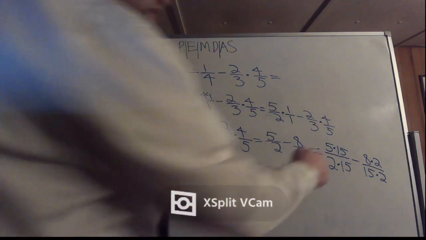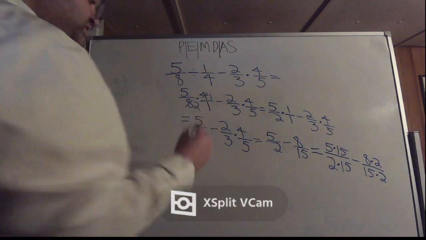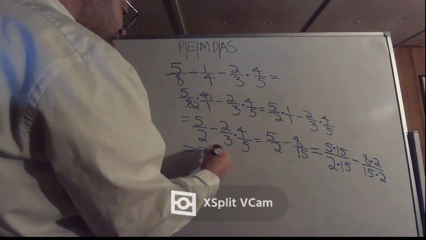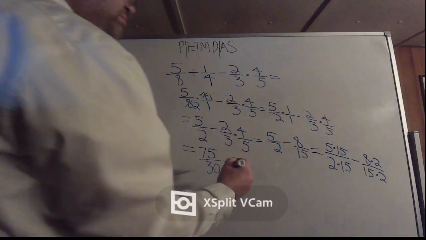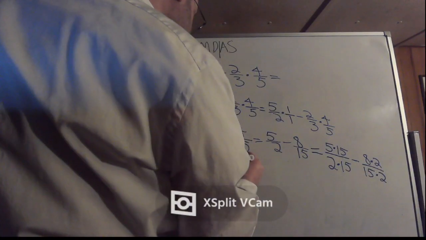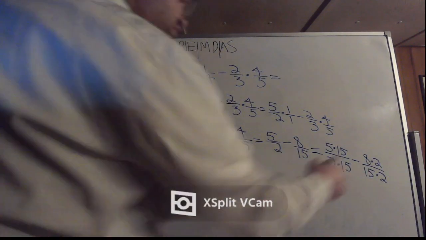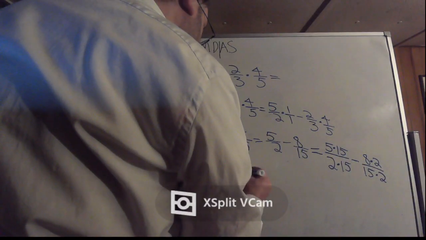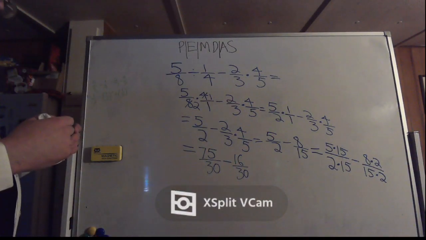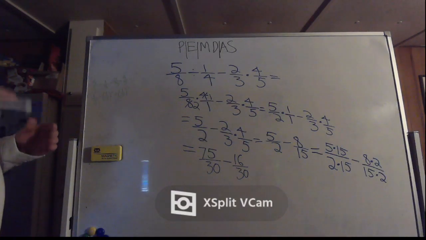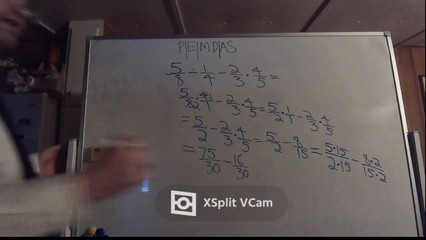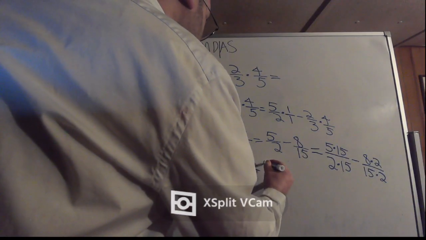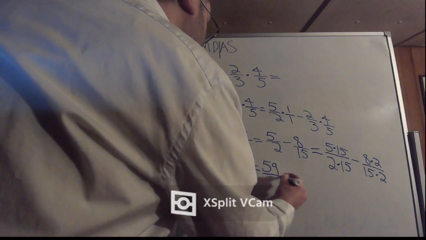So you're going to have 5 times 15 for the first one, which is 75. 2 times 15 is 30, so you'll have 75/30ths. Minus, alright, we have 8 times 2, which is 16. 15 times 2 is 30. So you will have 75/30ths minus 16/30ths. Now that they have the same denominator, now you may go ahead and subtract. So what is 75 minus 16? Well, that would be 59. So your answer would be 59/30ths.